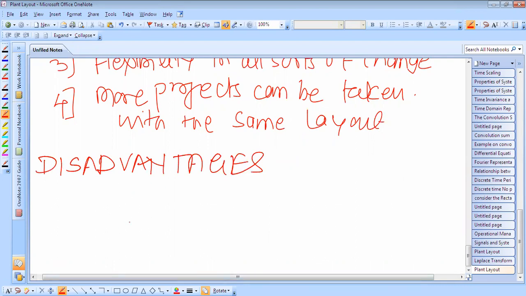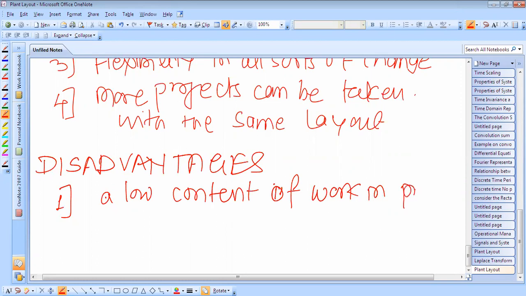Okay, what are the disadvantages? It usually involves a low content of work in process. Means all the work happens simultaneously here, and therefore we cannot function all the work in the process. Actually, this is work in progress, not process.